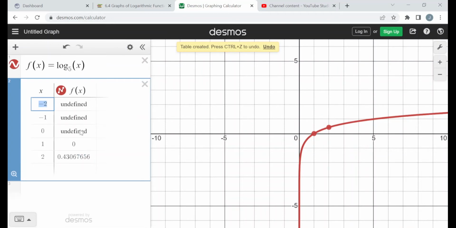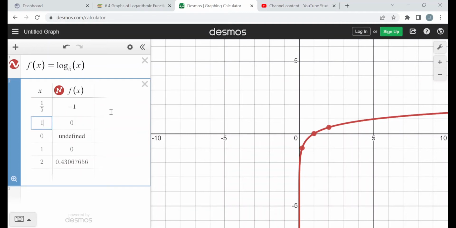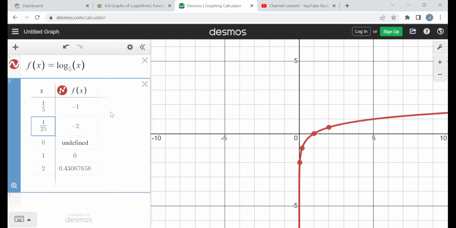Now notice that for values less than or equal to 0, the output's undefined, right? Because you can only have positive numbers inside logarithms. But if I put in 1/5, see the output's -1. Put in 1/25, the output's -2. Put in 5, the output's 1. Put in 25, the output's 2. Put in 125, the output's 3. Right? Nice powers of 5 I plug in, and I get some nice integer outputs. Alright, good. So my hand drawing wasn't terrible.